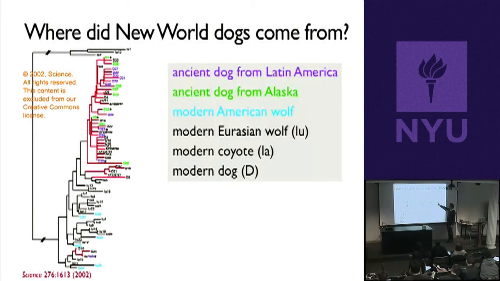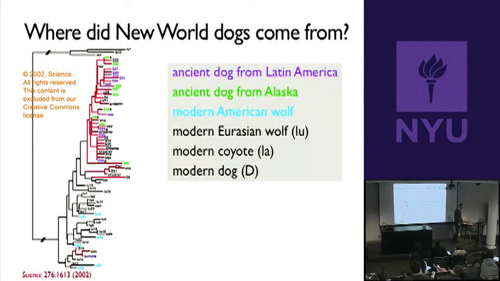We get some more samples, which are modern American wolves, those are LUs that are in blue. And we get some ancient dogs, so in green we have some new dog samples that are actually ancient dogs from Alaska. Those are preserved because they're under ice. It's as if they were stuck in the freezer for a few hundred years. And we have some ancient dogs from Latin America, and those are preserved because humans actually preserved them and mummified them. So now what we do is we take all of these sequences and we build our tree, and we see what the tree shows.